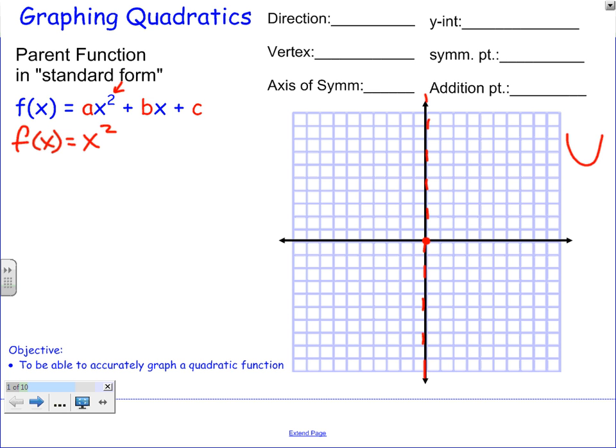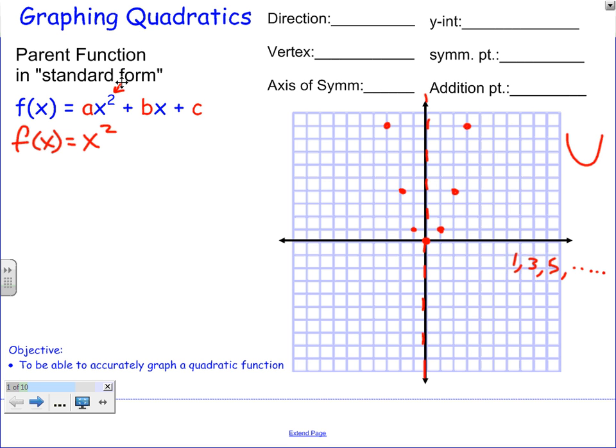And for every one spot you go over 1 and up 1. So notice I went over 1, up 1. Next time you go over 1 and then up 3, and then over 1 and then up 5. So you're going up by odds. And I'm going to do the same on the left-hand side. I go to the left 1 and up 1, to the left 1, up 3, to the left 1, up 5. So you have the stepping motion. 1, 3, 5, dot, dot, dot.